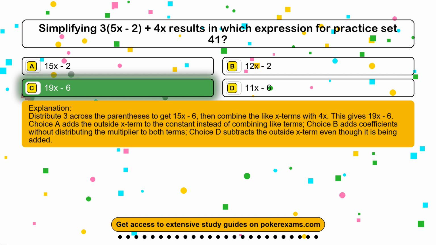Distribute 3 across the parentheses to get 15x minus 6, then combine the like x-terms with 4x. This gives 19x minus 6. Choice A adds the outside x-term to the constant instead of combining like terms. Choice B adds coefficients without distributing the multiplier to both terms. Choice D subtracts the outside x-term even though it is being added.